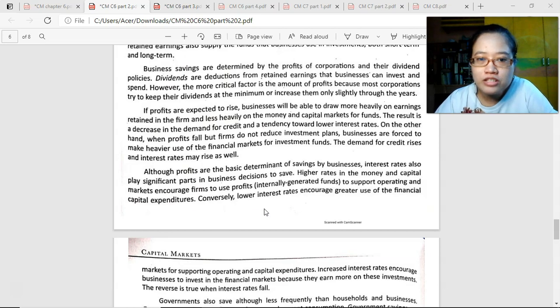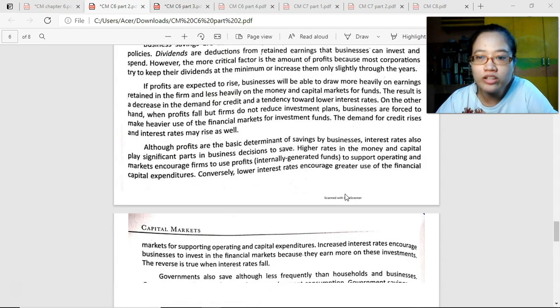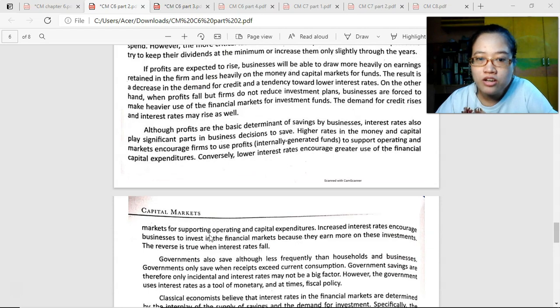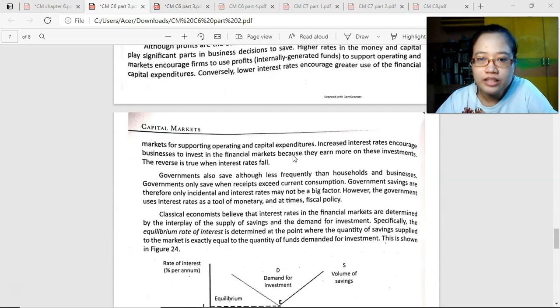Okay? Conversely, lower interest rates encourage greater use of the financial markets for supporting operating and capital expenditures. Ayan. So, kung mababa nga yung interest rates, tapos meron silang mga plano for their operations, for improvements, ganyan, pwede naman silang mangutang to support those expenditures. Increased interest rates encourage businesses to invest in the financial markets because they earn more on these investments. The reverse is true when interest rates fall.